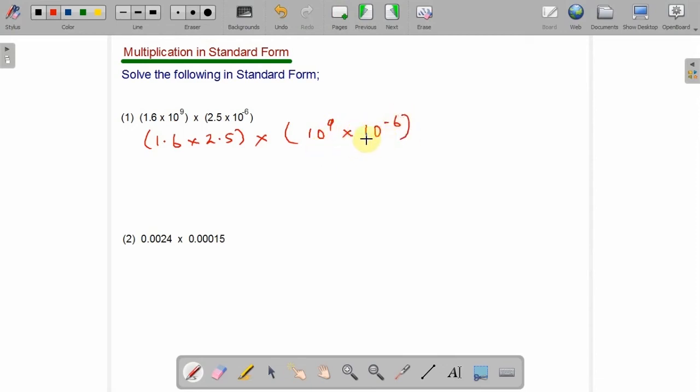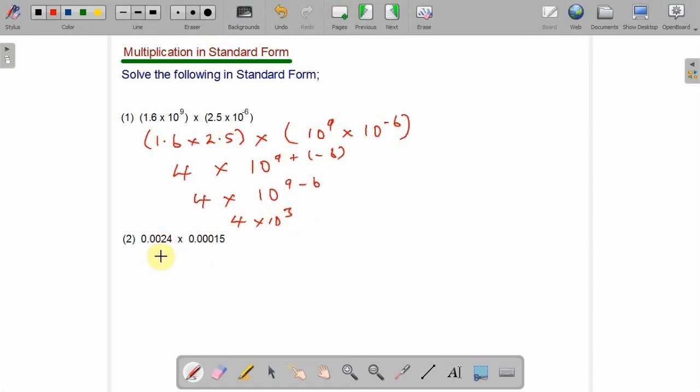As you can see, this one is now the multiplication law in indices. Quickly multiply this part. If you multiply it, you are having 4. This is the indices multiplication law. Pick one 10, add their powers, which is 9 plus minus 6. This is 4 times 10, 9 minus 6, which gives us 4 times 10 to the power 3. Now let's go into the second one.